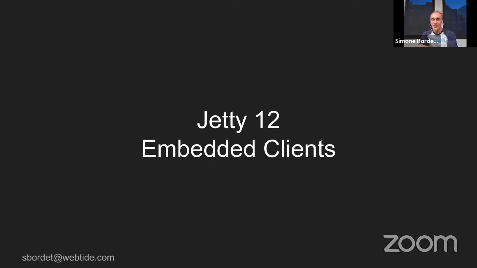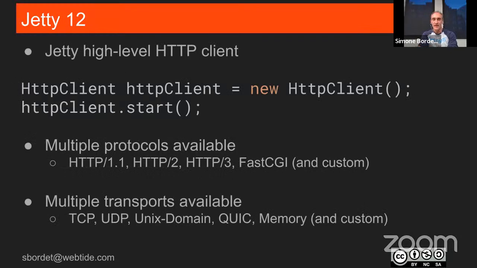Okay, quick run on the clients. We have a high-level HTTP client that can support all the multiple HTTP protocols available: HTTP1, HTTP2, HTTP3, FastCGI, and you can write a custom protocol if it has semantics similar to HTTP. Okay, so GET, resource, headers, and something like that. You can implement your own protocol and have it work as if it was an HTTP client.